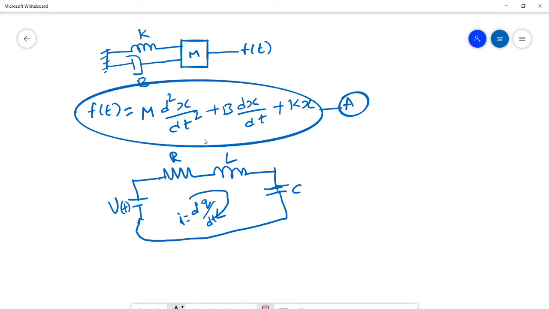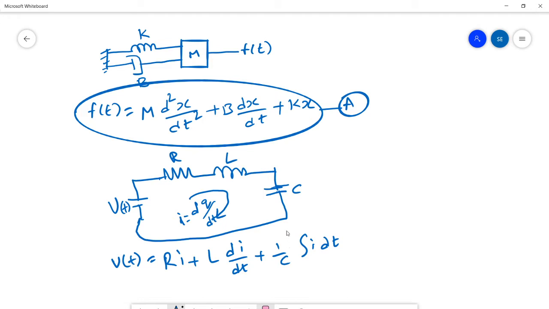Now if you write KVL, Kirchhoff's voltage law, for this circuit, what we get is V of t is equal to Ri plus L into di by dt plus 1 by C integral i dt, right?